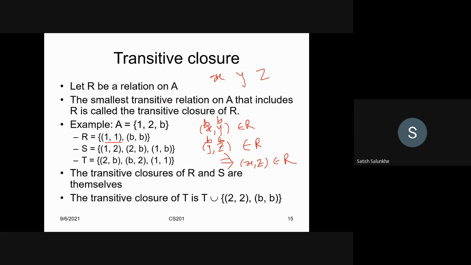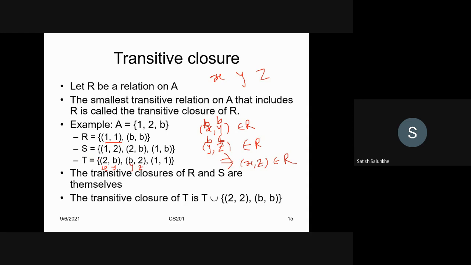So nowhere is this condition violated. The condition is violated when you have x comma y belongs to R, y comma z belongs to R, but x comma z does not belong to R. Look at here: this is your x, this is your y, this is your z. So x comma y belongs to R, y comma z belongs to R, but x comma z, that is 2 comma 2, does not belong to this relation T. So therefore this is not transitive.